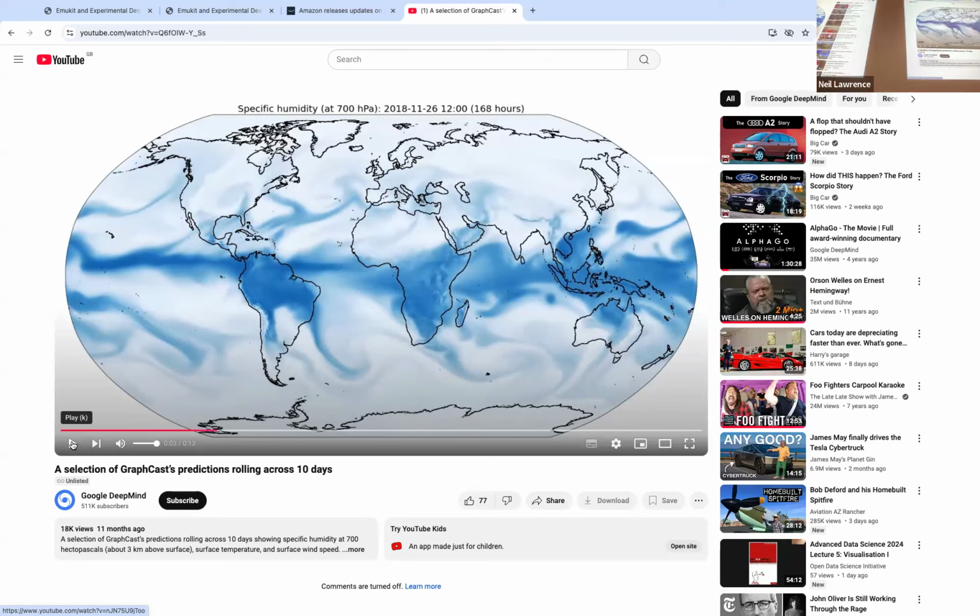So I've got a colleague in Kenya, who I may have mentioned in previous lectures, who is now combining GraphCast predictions with local weather measurements to get a far more accurate forecast in Kenya. And you think what this means agriculturally, for knowing when it's going to rain.